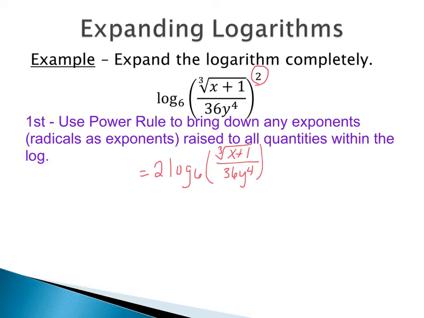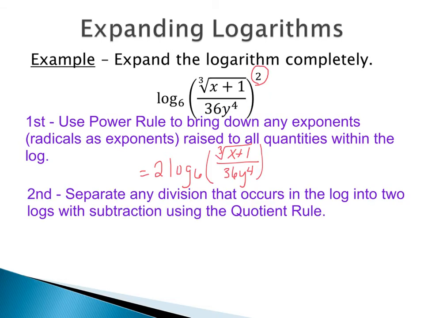Our second step would be to separate any division that we might have into two logs with subtraction, which would be using our quotient rule. So our second step, we want to use the quotient rule to separate. That 2 is going to stay in front, okay? So it's important that we understand how we're going to write this. This becomes 2, and I'm going to use a bracket since now we're only talking about expanding this log here. The 2 is already dropped down in front, so everything else is going to go inside the bracket.